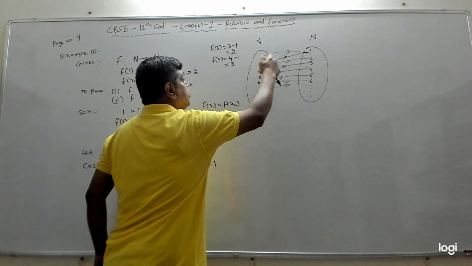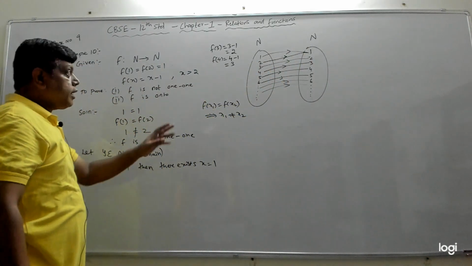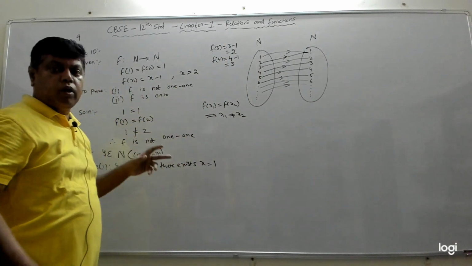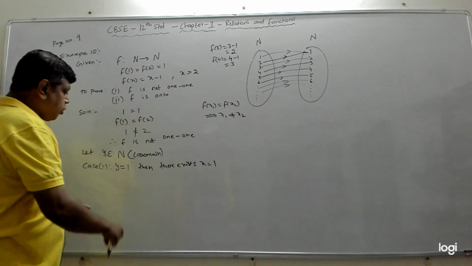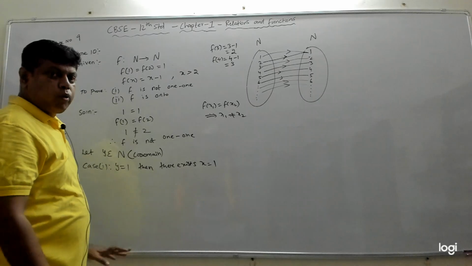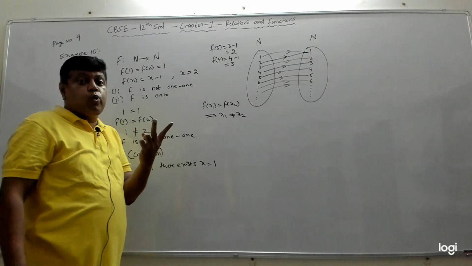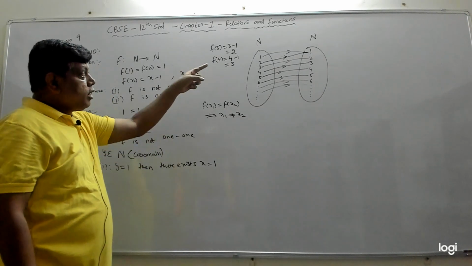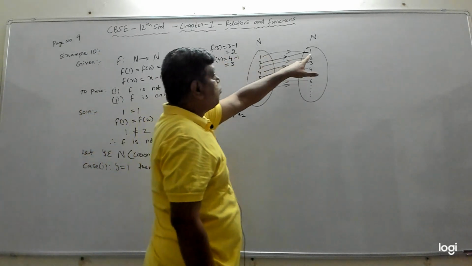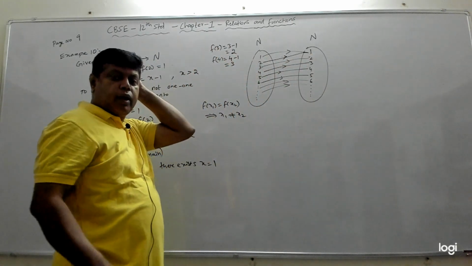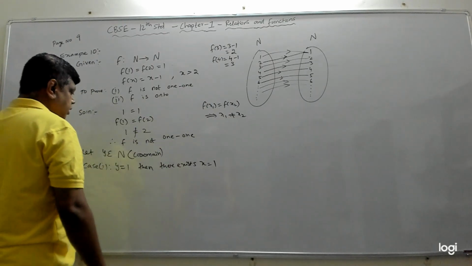So because f of 2 is 1, either I can take x as 1 or x as 2, because both of them go to this. Any one will be okay because we need at least one x, but here we have two x's, 1 and 2, for the same y. We can have many x's, but at least we should find one x. Then only it will be onto.